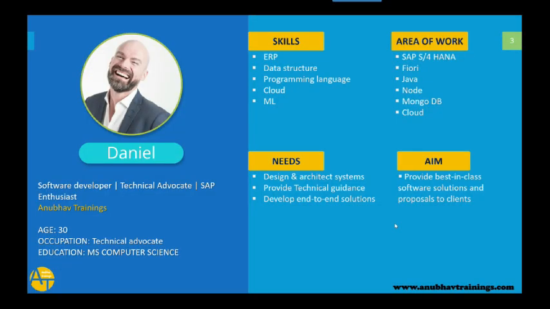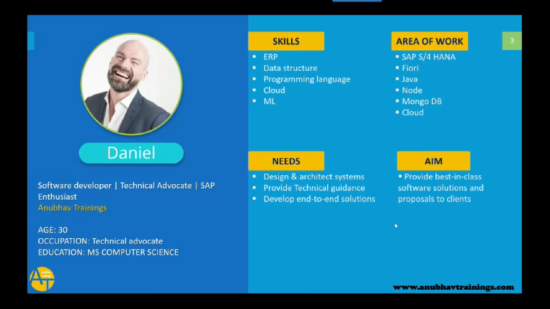So let's understand our developer persona. Meet Daniel, who's a software developer, a technical advocate, an SAP enthusiast. He is a 30-year-old SAP technical advocate with an MS in computer science. The current skill set Daniel has is ERP, understanding of basic programming languages, he would have heard about cloud, and has good skills in data structures. His current area of work is S4 HANA solutions, working as a Fiori consultant, and he also has a little bit of knowledge of programming languages like Java and Node, or at least has heard about them.